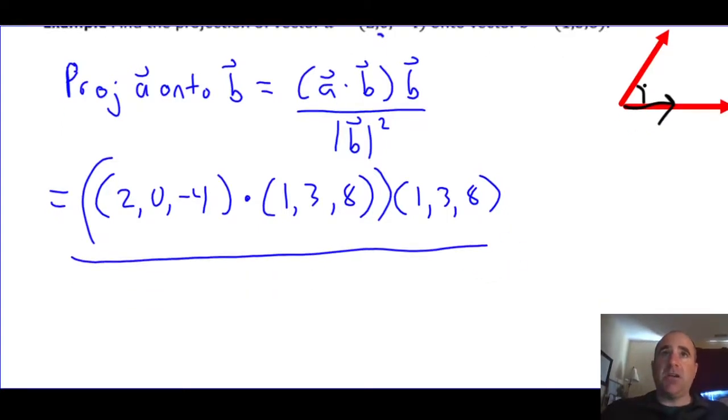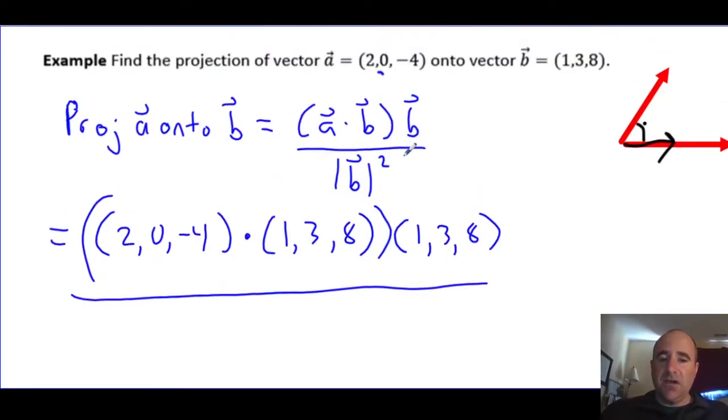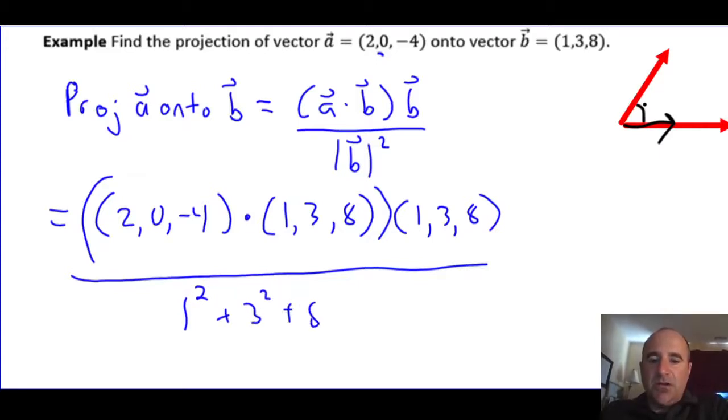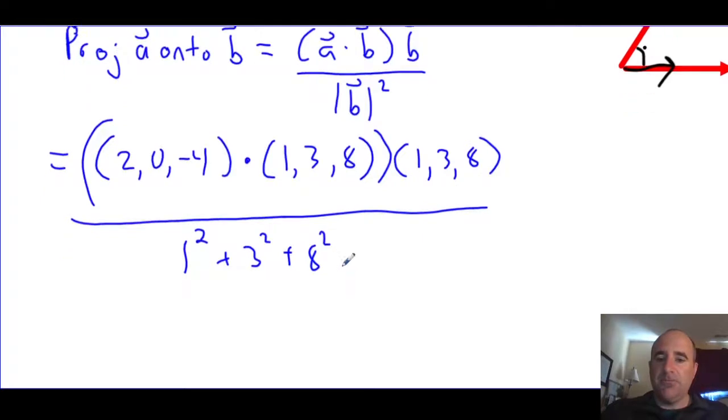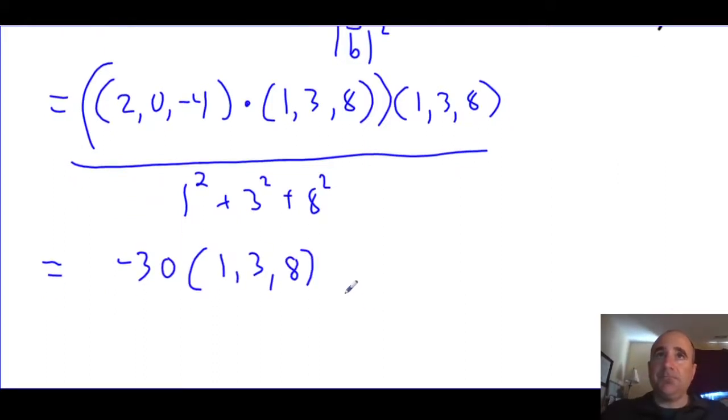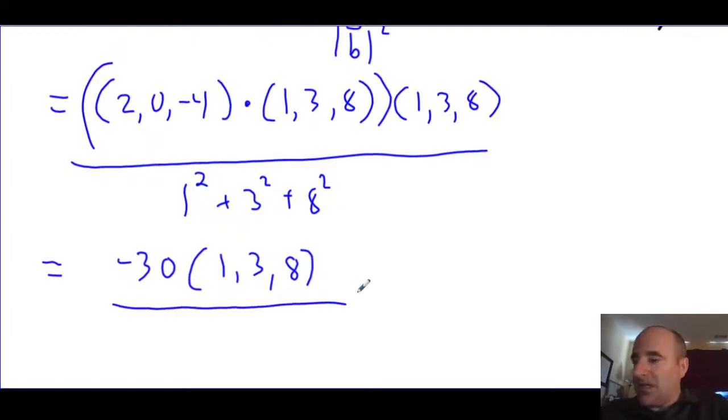Divided by, now the nice thing is the magnitude of a vector squared means the square root and the squared sign cancel out. That's very common that we see in formulas. 1 squared plus 3 squared plus 8 squared. Again, square root and squared all cancel out. Doing the dot product first: 2 times 1 is 2, plus 0, minus 32 gives you negative 30. So we're going to scalar multiply that with the vector (1, 3, 8). We then do 1 squared plus 3 squared plus 8 squared, which gives us 74.